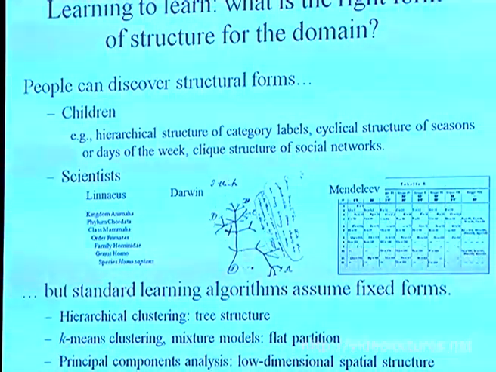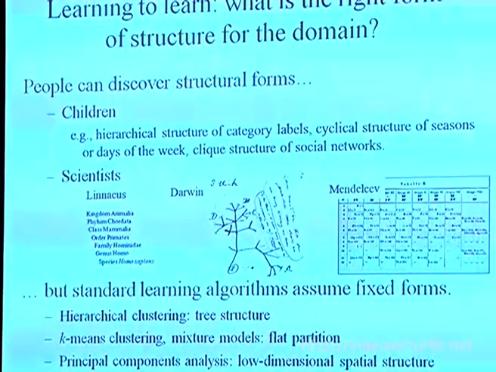Or take, for example, Mendeleev's and contemporaries' discovery of the periodic structure of the chemical elements. Again, neither Linnaeus, even Darwin, or Mendeleev understood the causal forces that gave rise to this. Darwin was just beginning, at the time he started drawing trees like this, to think about selection in the mature sense. Mendeleev certainly didn't understand quantum mechanics that gives rise to the periodic table. They were just looking at the data and finding the form of structure.